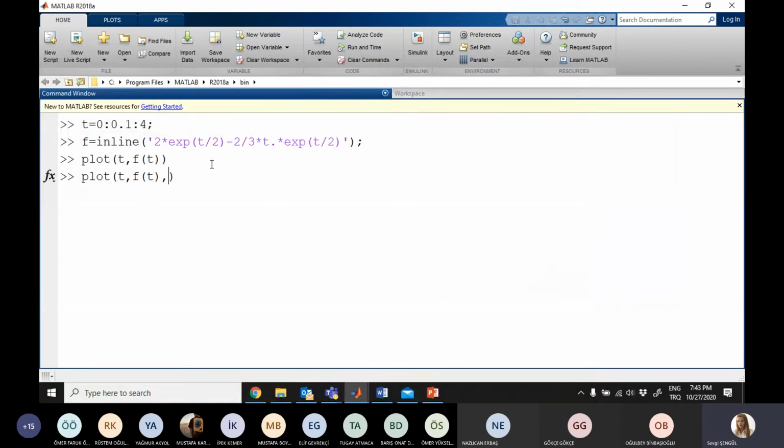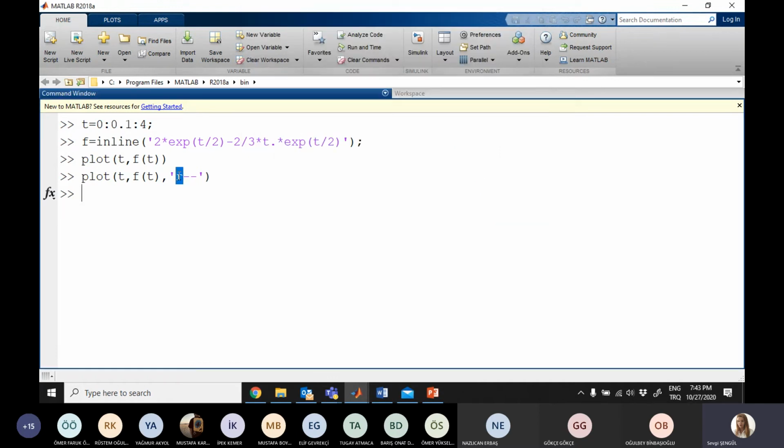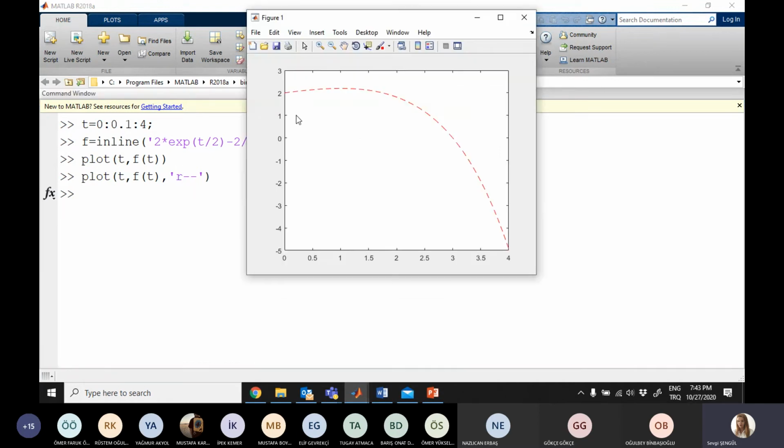You can change the color of this one, like r dotted. And if you say yes, it will be the dotted one in red. I said put red. Okay, r was red. And you can put an x label, y label, title. You can make your plot better.